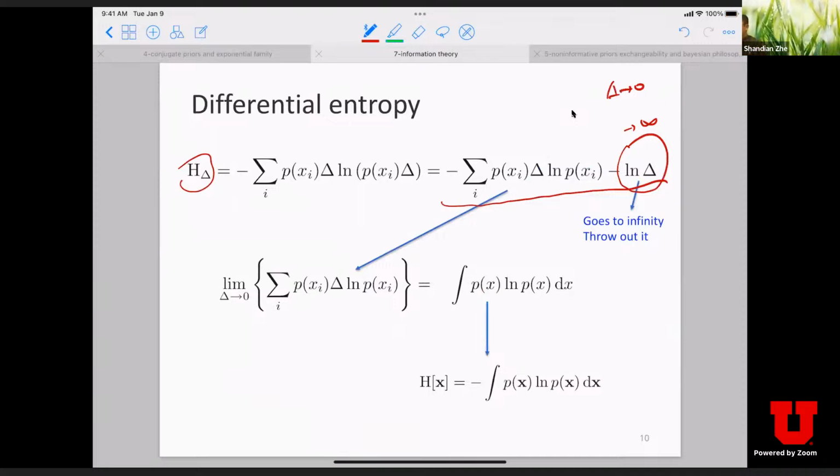So we look at the first term. Let's just throw out the second term that leads to infinity. Let's just look at the first term, the summation over P of xi times delta times logarithm P of xi. When you take the limit of delta going to 0, who can tell me what this means?